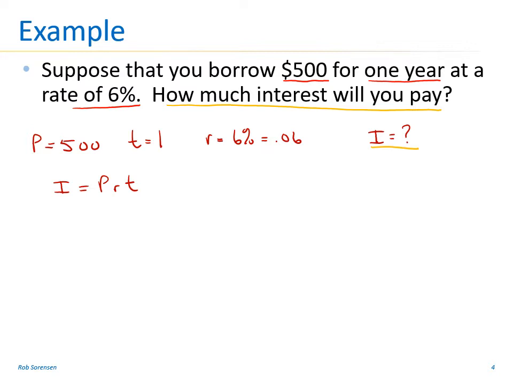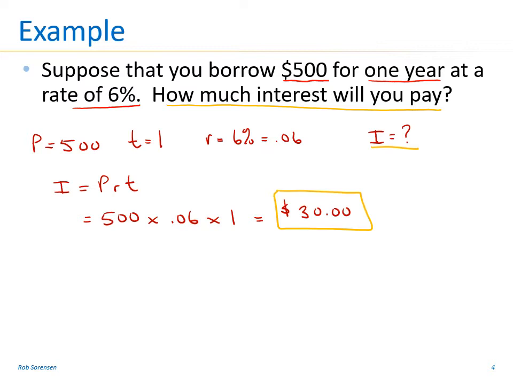Let's substitute the numbers in. 500 for P times 0.06, see that's where I had to convert it to the decimal form to make it work, times 1 for the time. And you might have already done this in your head, but it works out to $30. That's our answer. That matches up to what we're looking for.